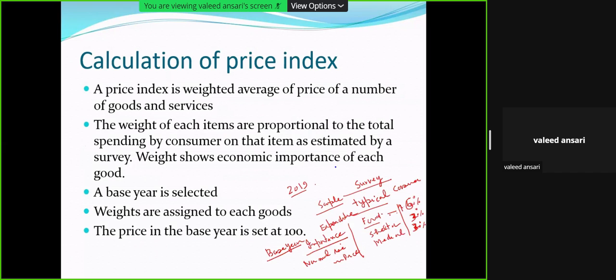So let me repeat what I said. In order to prepare a price index, a periodic survey is carried out to find out the importance of the item in the consumption basket of a typical consumer. And then a base year is selected. Base year should be of normal rise in price. And the weights are assigned, derived from the survey, depending on how much they spend on it. And the base price in the base year is set at 100.